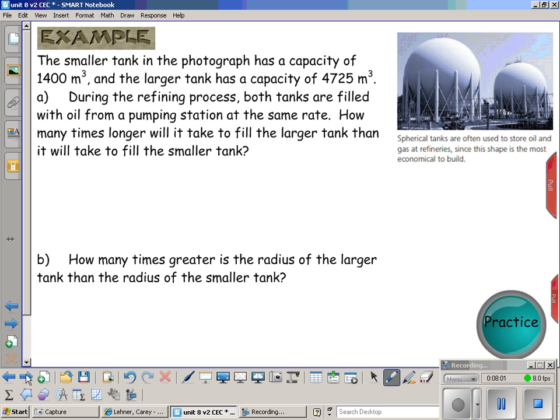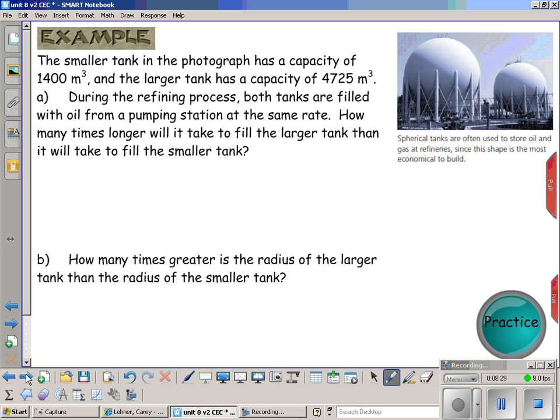So what we need to understand is if we're filling it, are we dealing with a linear dimension, an area, or a volume? Filling it deals with volume. So we have to compare the ratio of their volumes. What does capacity mean? Because capacity is what we were given, 1,400 meters cubed, 4,725 meters cubed. Capacity means volume. It's how much you can fill it.